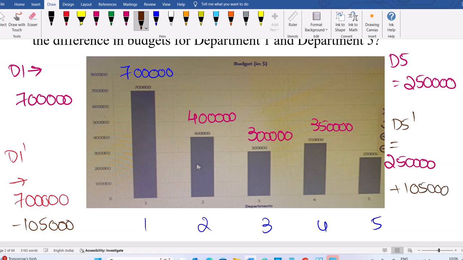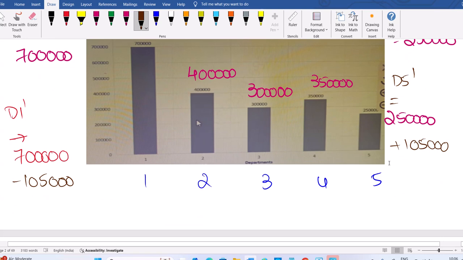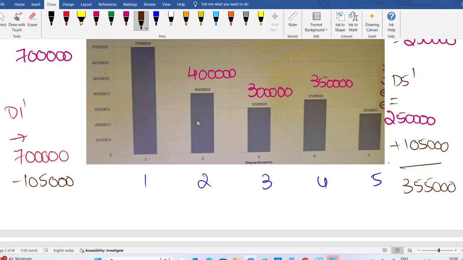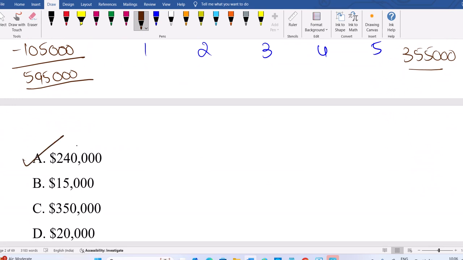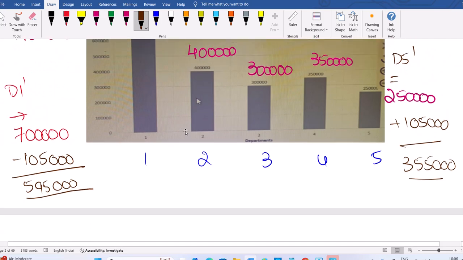Now the difference between these two is what they are asking in the question. So what's the answer? Department 5 will become 3 lakhs 55,000, right? Department 1 is 5 lakhs 95,000. The difference is 2 lakhs 40,000, if I am not wrong. That's option A, the difference between department 1 and department 5. Department 1 is 5 lakhs 95, department 5 is 3 lakhs 55,000.